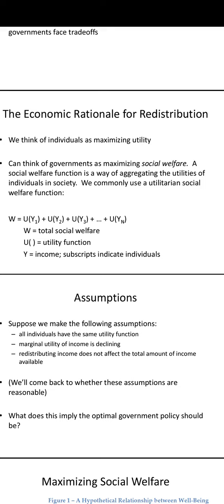W equals U of Y sub 1 plus U of Y sub 2 plus U of Y sub 3 plus, and so on, up to U of Y sub N. W is total social welfare. U is a utility function, and Y is income. The subscript indicates individuals.